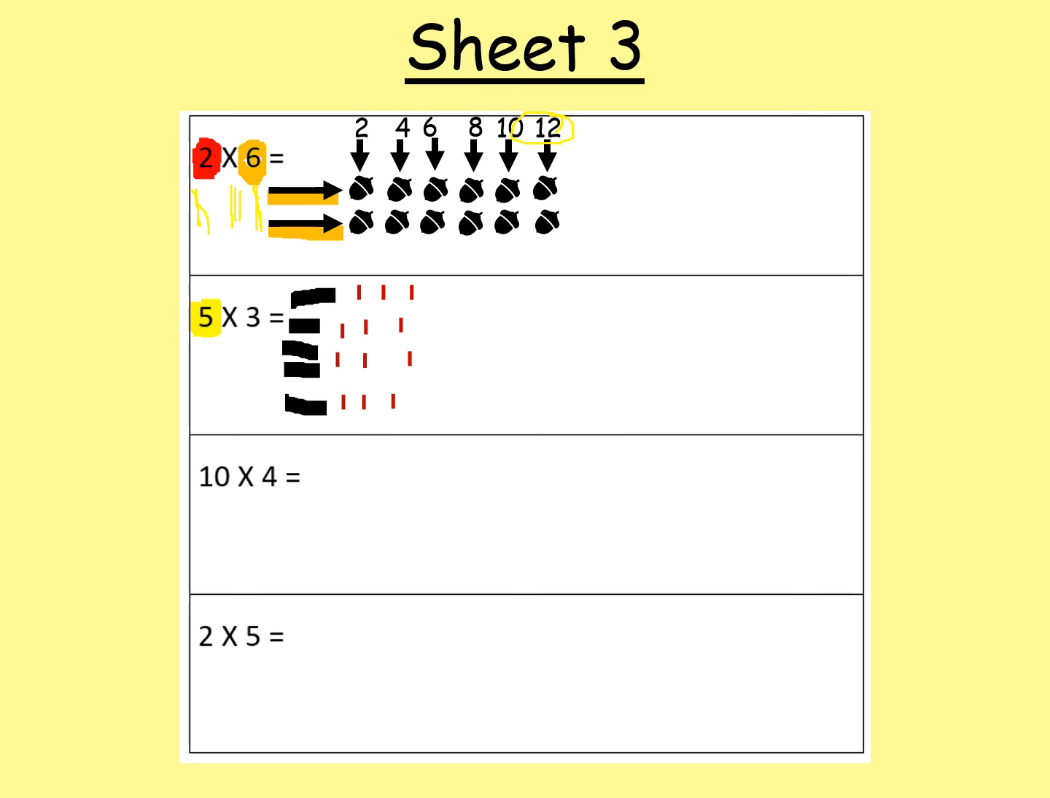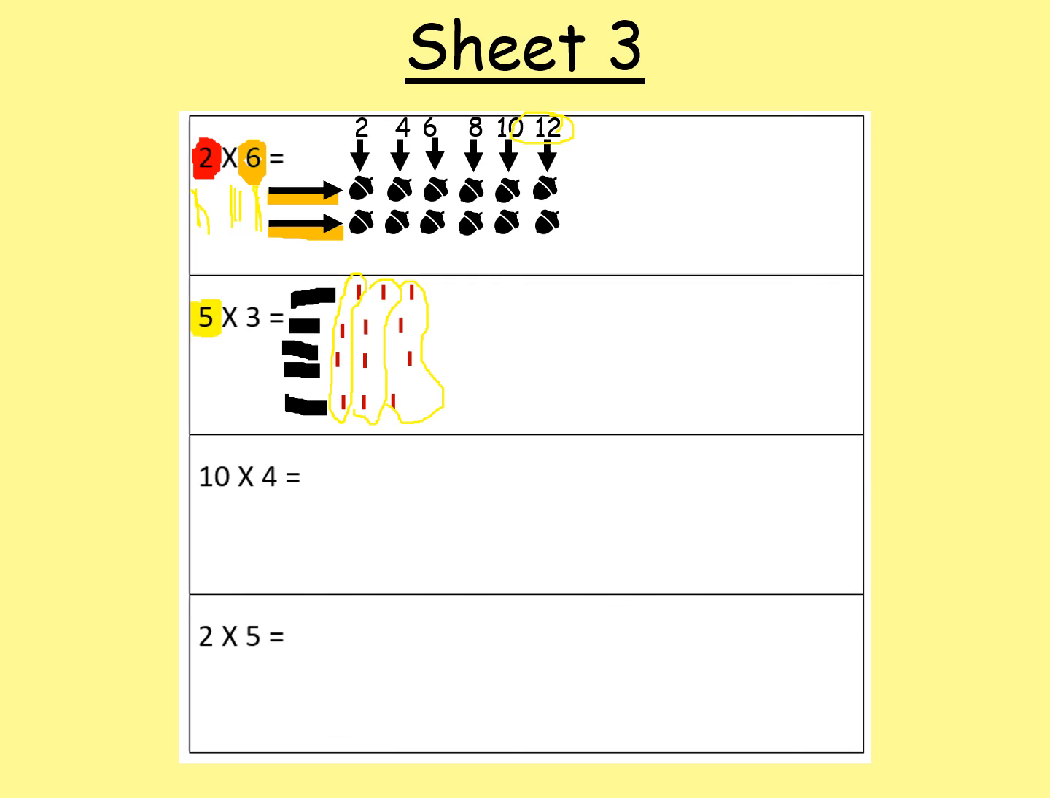Now, I could count in 3s. I'm going to show you how we could count in 3s: 3, 6, 9, 12. But we haven't learnt to count in 3s yet. What have we learnt to count in? Yes, we have learnt to count in 5s. So we can look down and count in 5s. So there's one group of 5, so that's 5, 10, 15.